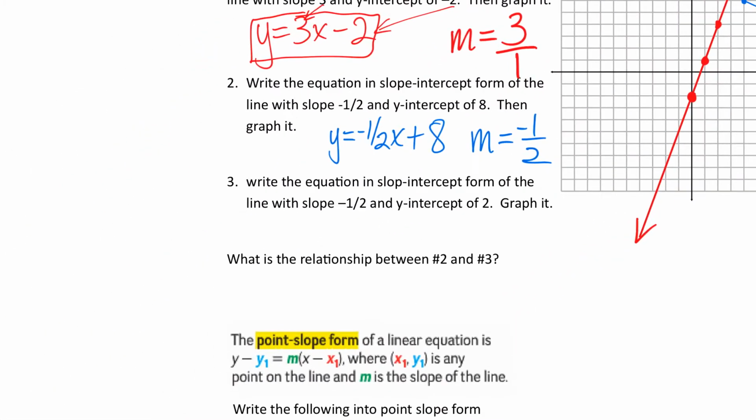Okay, so what would that equation look like? All right, what would that equation look like? Okay, good. So y equals -1/2 x plus 2.